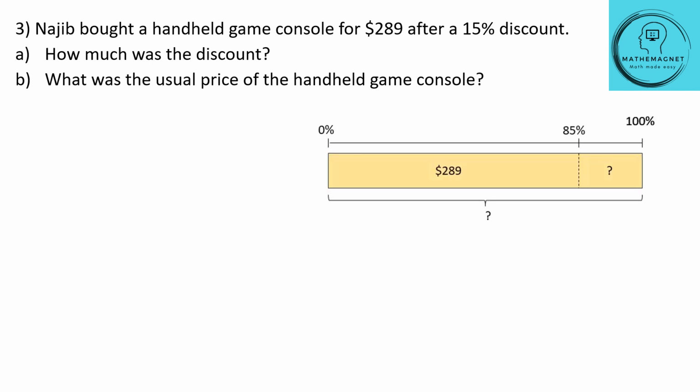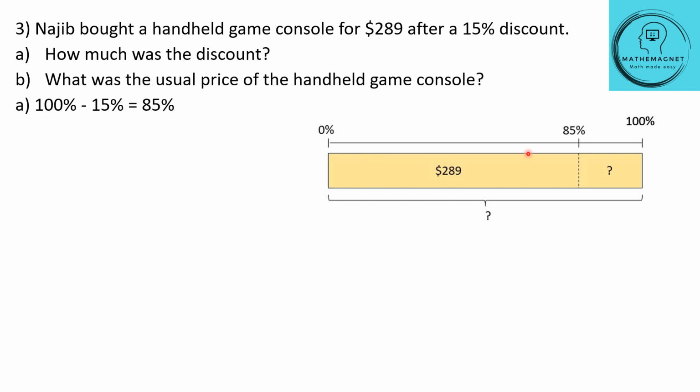Since it's a 15% discount, it becomes 100 minus 15%, which is equal to 85%. So Najib paid 85% of the price of the game console, and 85% becomes $289. They've asked us to find how much the discount is, that is this differential amount he hasn't paid, which is the discount. And what is the usual price? The usual price is the 100%. So let's begin by finding out.